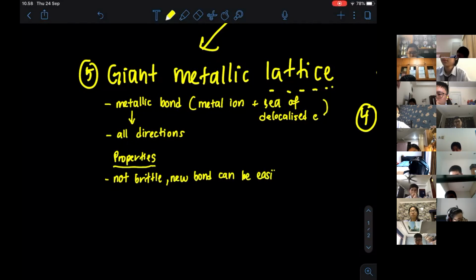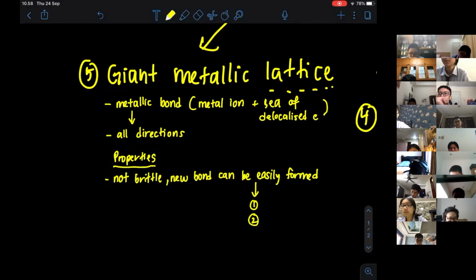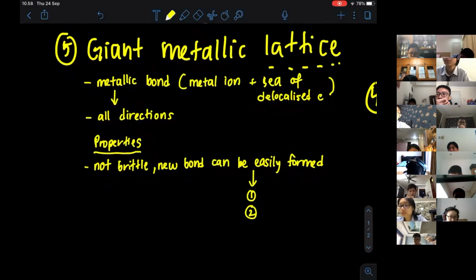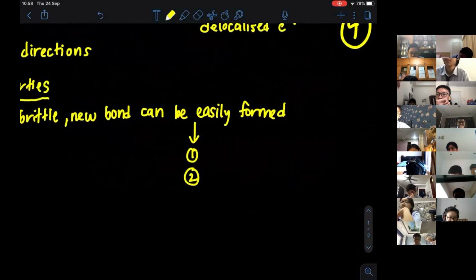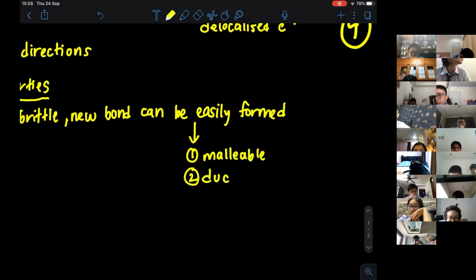When new bonds can be easily formed, this gives rise to two important properties. What are the two properties, because of the ability to slide and new bonds being formed? Benedict? Metals are malleable, starting with M, and ductile, starting with D. Yes, metals are malleable and metals are ductile.